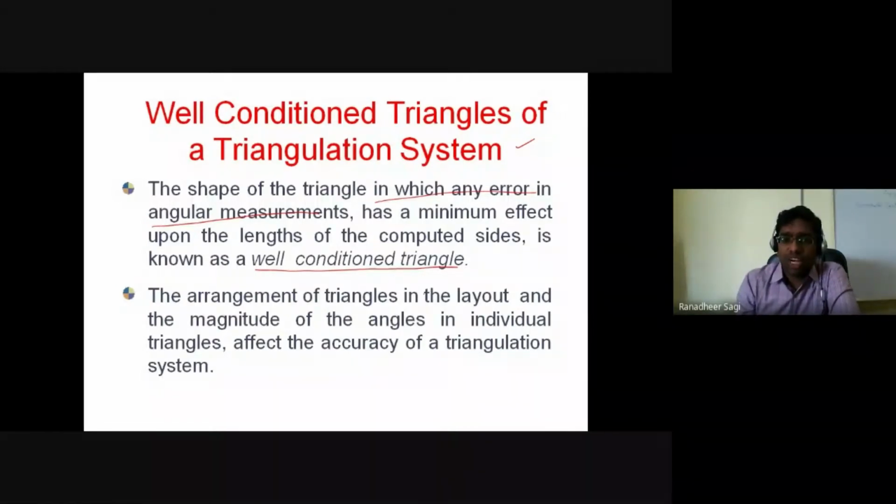The arrangement of triangles in the layout and the magnitude of the angles in individual triangles affect the accuracy of a triangulation system. Obviously, the way you arrange your triangles and the amount of angle in each individual triangle affect the accuracy of your triangulation system. That is why we said the angle between two lines should not be so small, and the lengths of the sides of the figure should be comparable to each other. One should not be so small compared to the others.